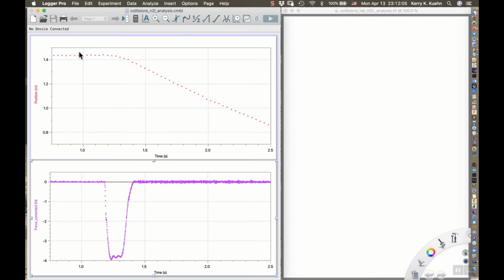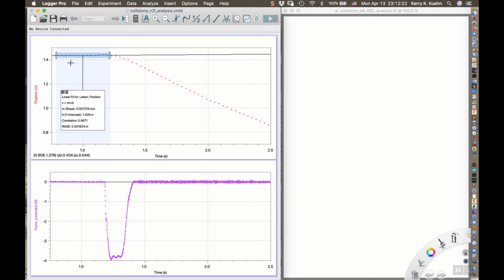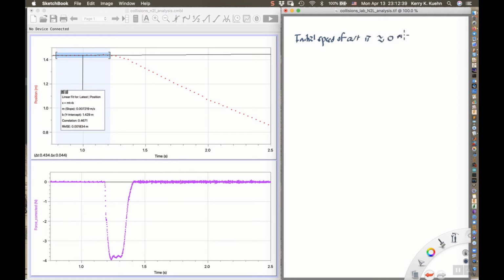So what I'm going to do is select some section of the data over here and do a linear fit to the data. That tells you that its position as a function of time is shown here, and its slope is just about 0. The slope is the velocity. So the initial speed of the cart is about equal to 0 meters per second. That's the slope of the position versus time.